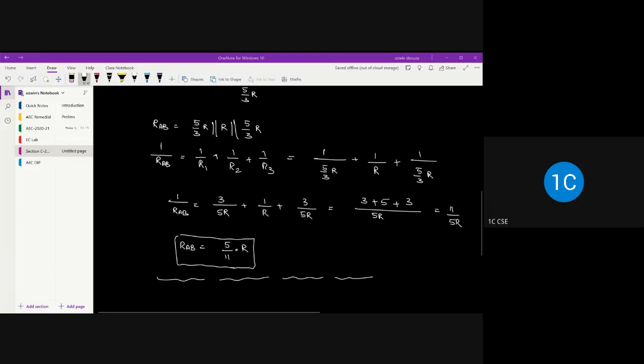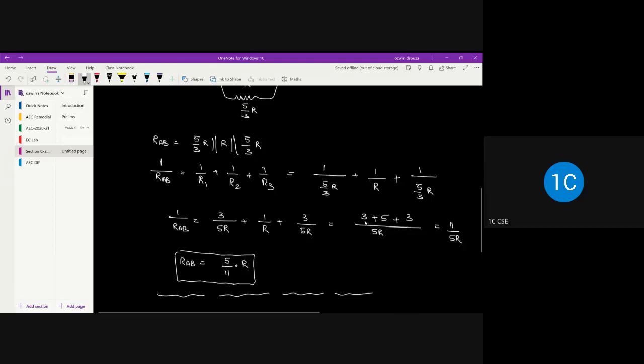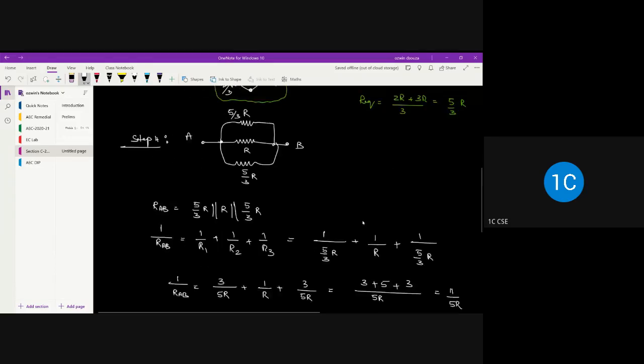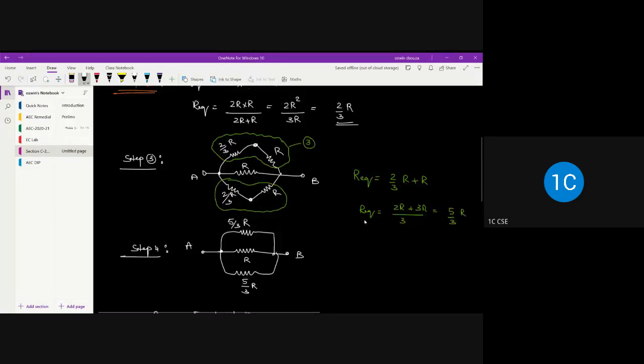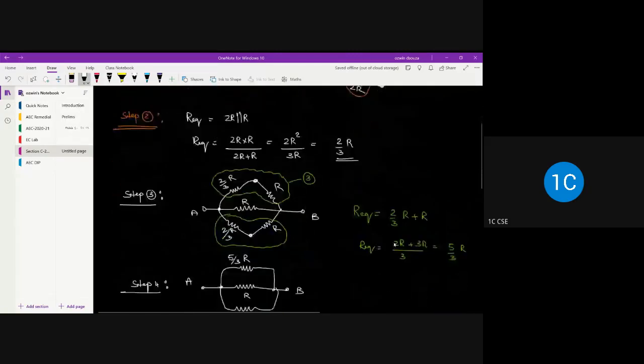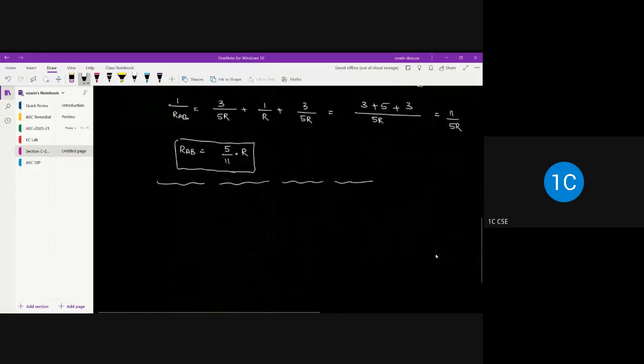Now, did you get the answers? Yeah. Super. Everyone has got it. Fine. Good. If you haven't got it, no problems. You can just follow these steps and redo it. If you get it, well and good. If you don't get it, still it's fine. You can try out once again. So that's your series parallel reduction. So can I take the next problem?